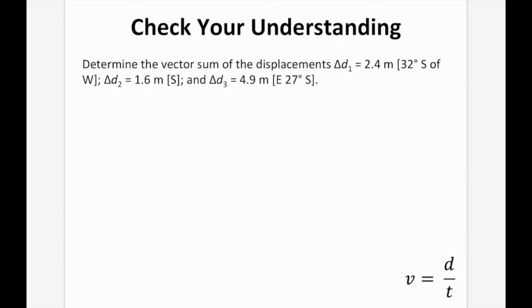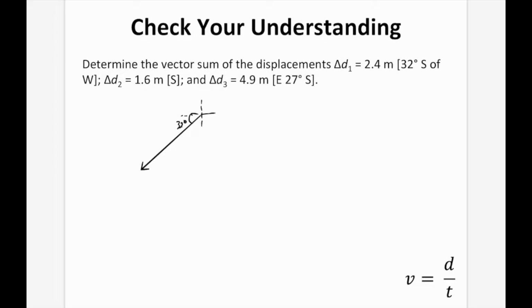To determine the vector sum of the displacements: d1 equals 2.4 meters, 32 degrees south of west, and d2, 1.6 meters south, and d3, 4.9 meters east, 27 degrees south. So what we need to do is draw our vectors. First we're going south of west. So if we draw it like that, south of west is going to look like that. And that angle comes out to 32 degrees.